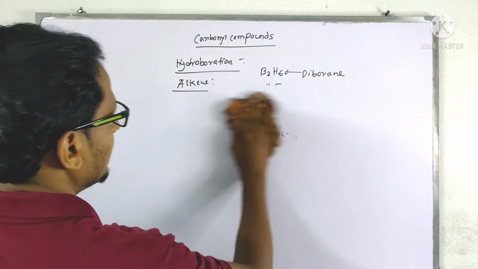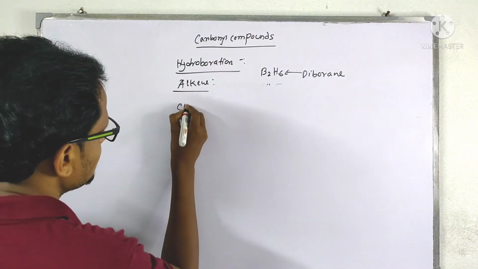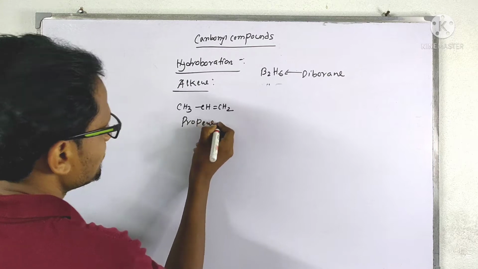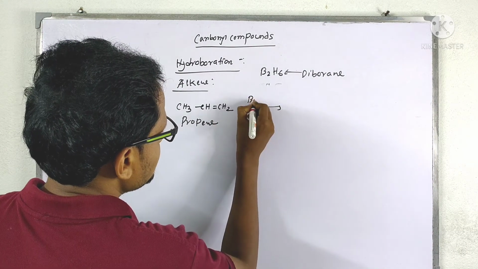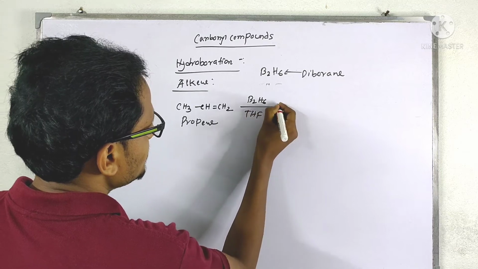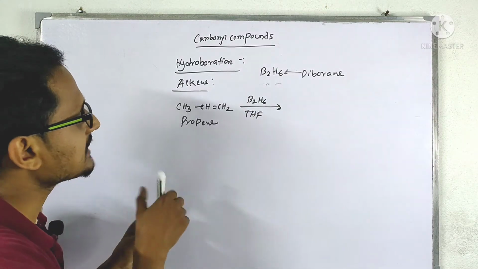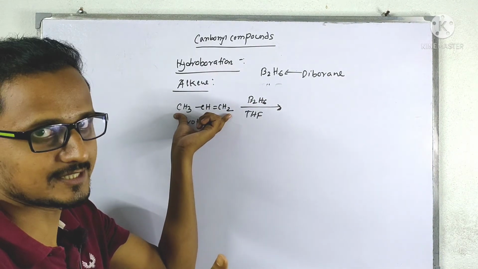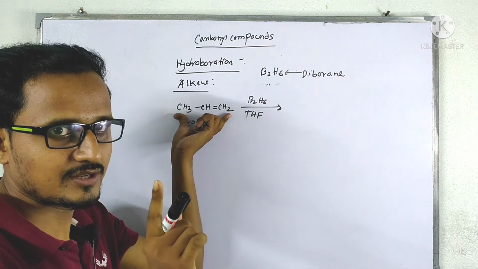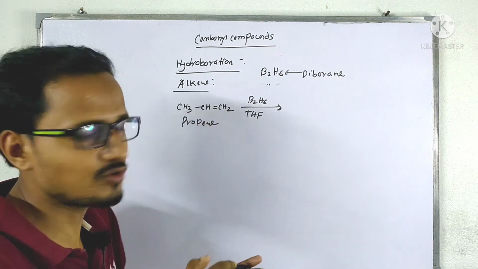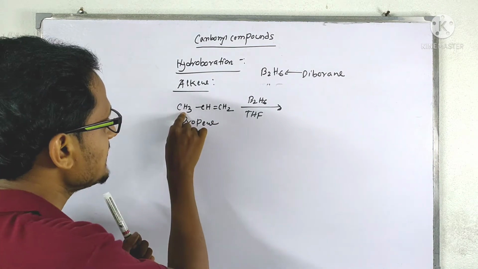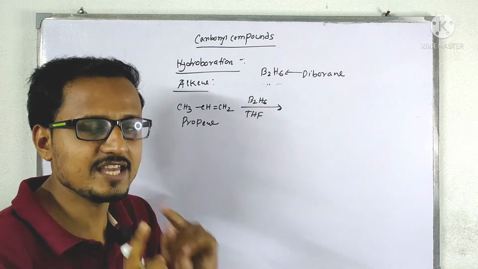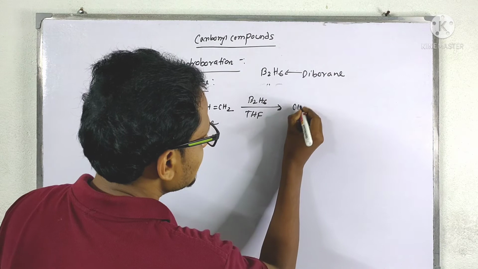Now let me take one alkene, which is this one, CH3 CH double bond CH2. This is propene. Now when this reacts with B2H6 in presence of THF, it will form a trialkyl borane. Trialkyl borane means the BH3 will react with this propene. Every hydrogen of BH3 will be replaced by the alkyl group formed from here. That means CH3CH2CH2 will be added to the boron, replacing each hydrogen. That means we will get trialkyl borane.